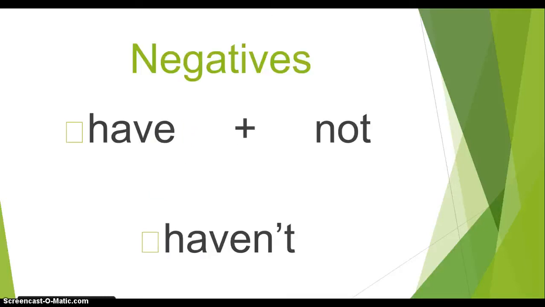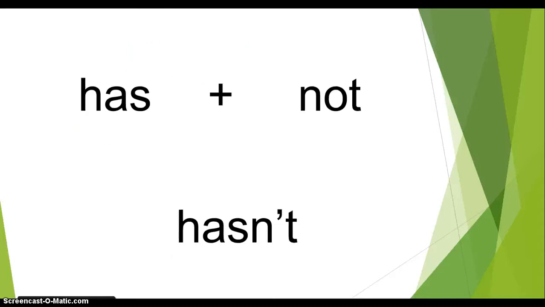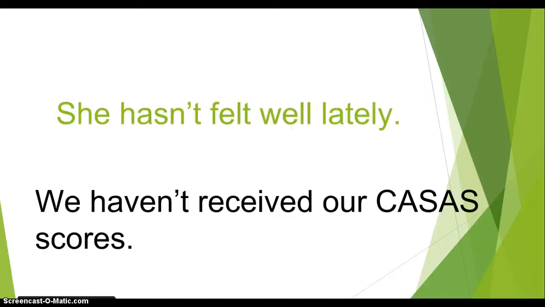So what about when we make a negative? The rule is the same. It's our regular negative rule. We have an auxiliary already, and we're just going to use that with the negative word not. And of course, we can put those in combination to form the contraction haven't. Or again, if it's third person singular, you combine has with not to make the contraction hasn't. Okay, for example, she hasn't felt well lately.